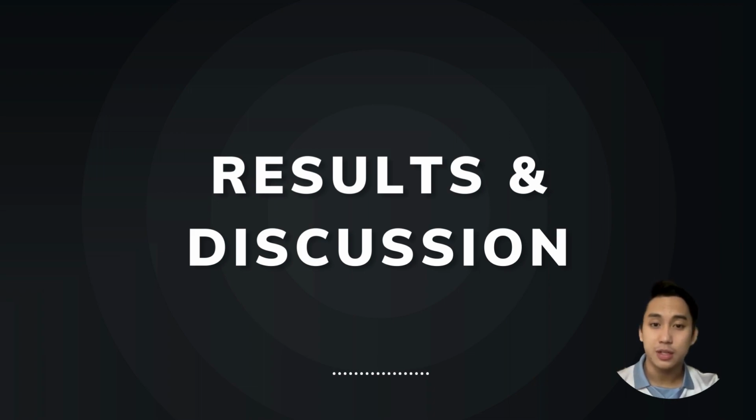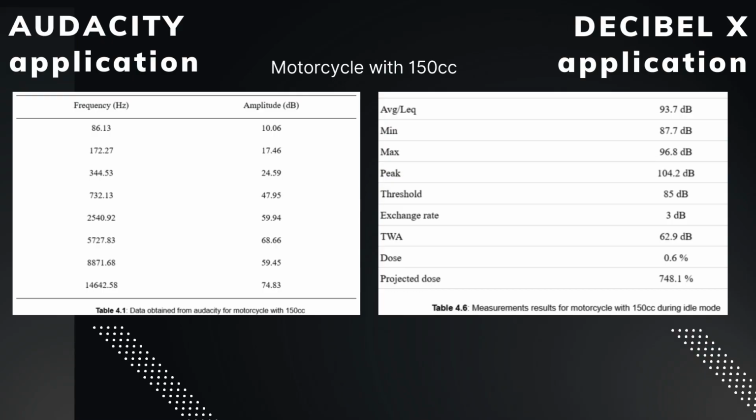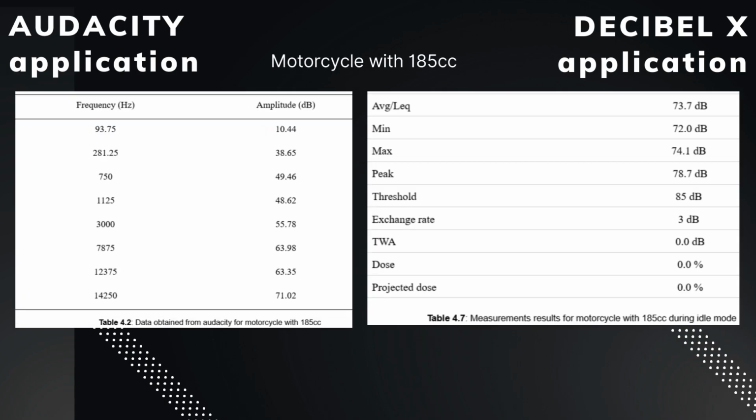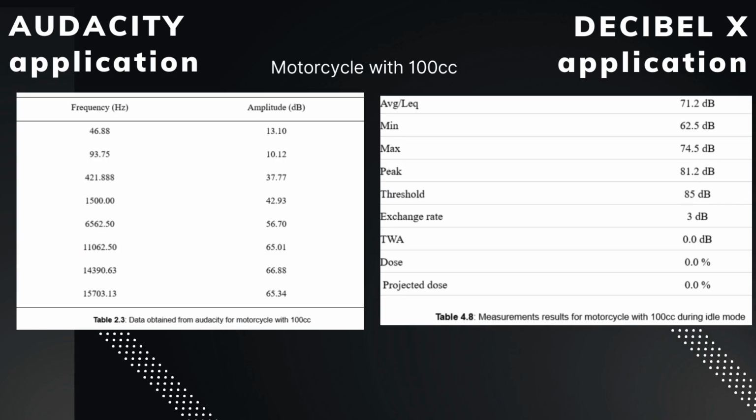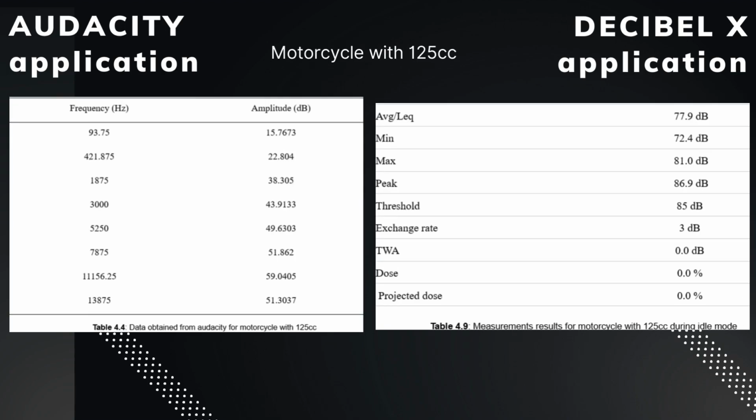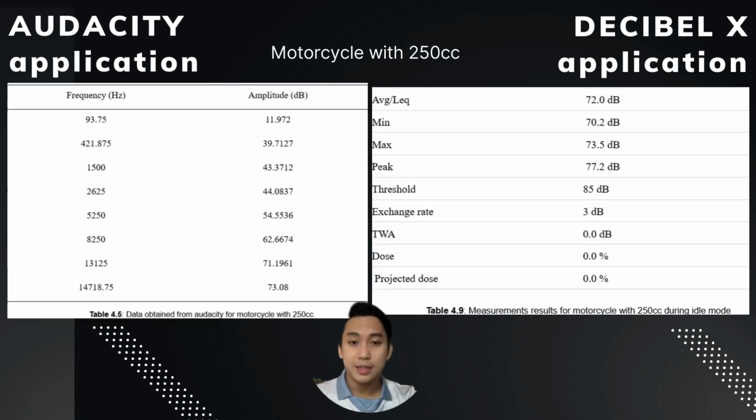Now, let's move on to the results and discussion part. All these 10 tables were generated by 2 different applications: on the left side is Audacity and on the right side is the Decibel X application. We use these 2 applications to compare our data and to find the similarities between these 2 data sets.